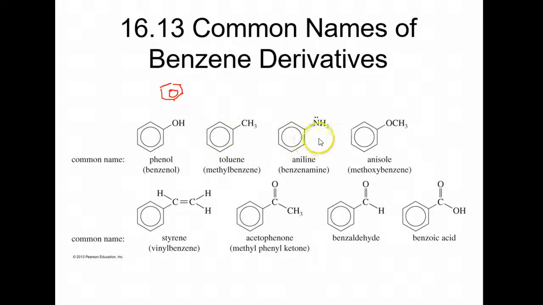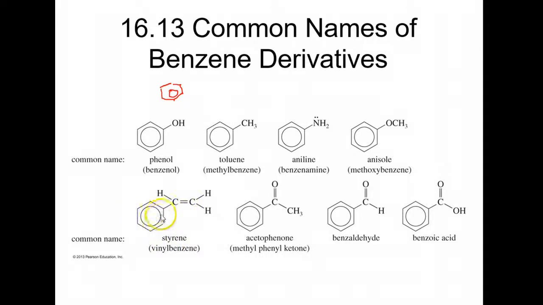This is called aniline. This is anisole. You've probably heard the term anise. If anything has anise in it, it has a black licorice type of taste, because this compound is the main structure of that taste. It's pronounced anisole, so it's actually not anise. There are people that pronounce it differently, so however you want to pronounce it, it's the same thing.